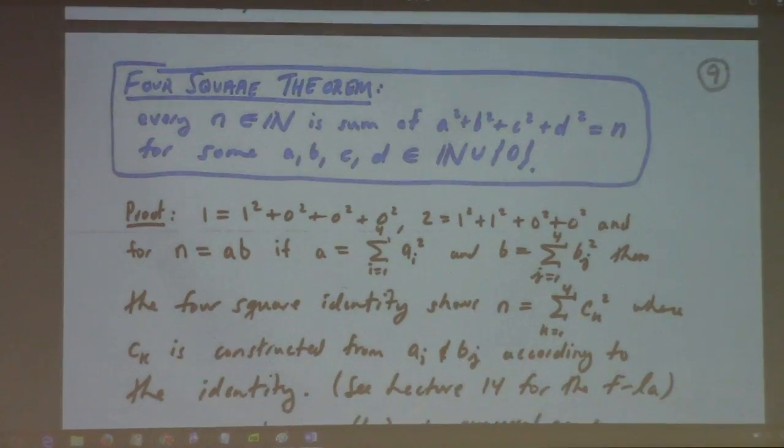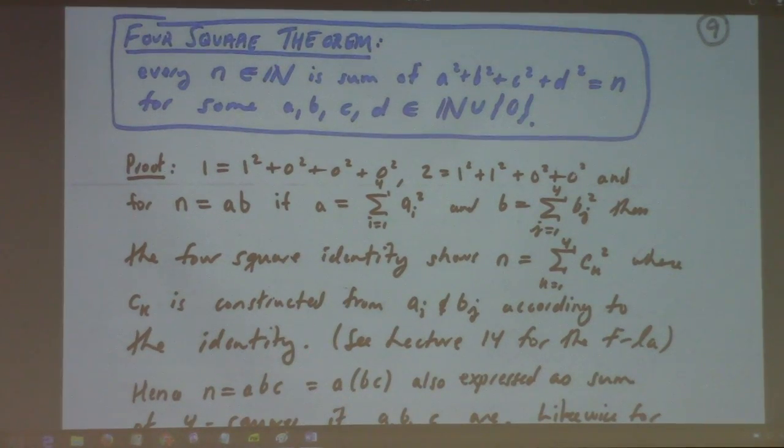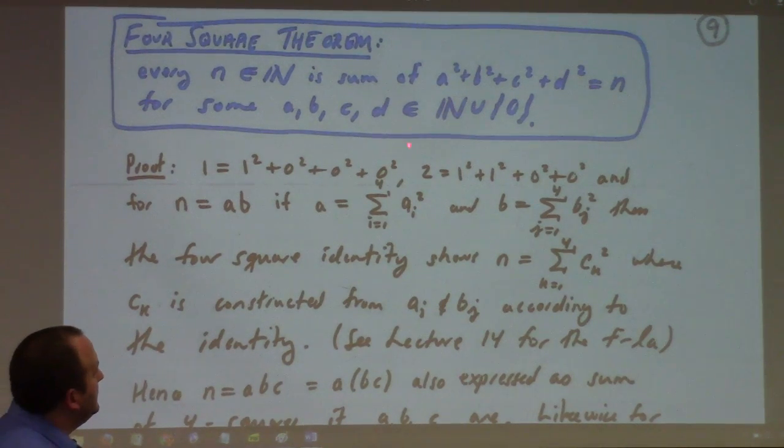So there's the four-square theorem. Every integer is the sum of four squares. You can find a squared plus b squared plus c squared plus d squared equal to n for any n in the positive integers.